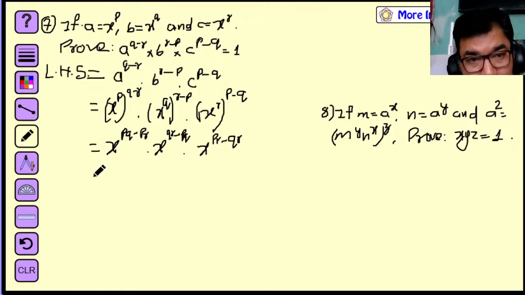Now look here, all the bases are the same. Here is x, there is also x, and we are going to multiply them and write only one base x. Then add all the powers.